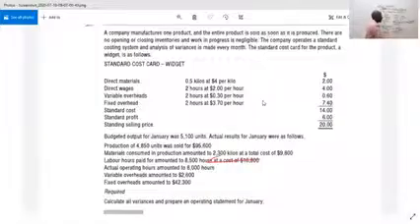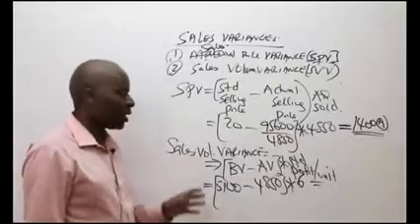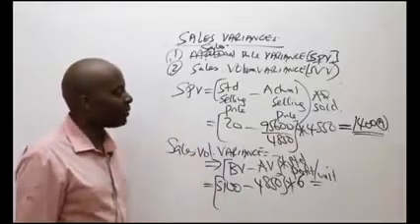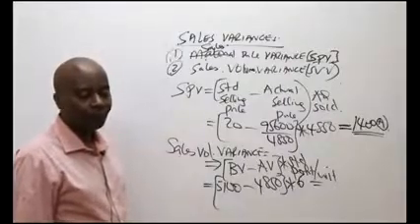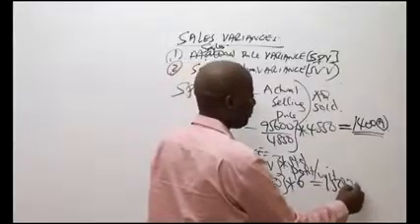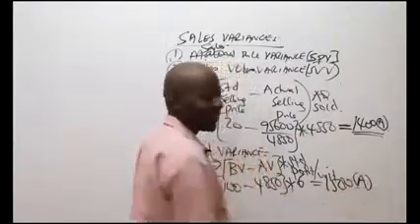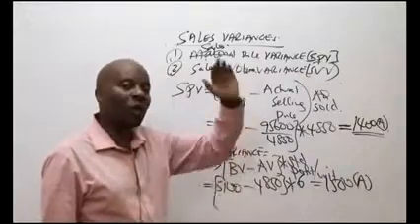So could you kindly give me this answer here? 5,100 minus 4,850 times 6. Give me an answer, somebody. 1,500. Adverse or favorable? Adverse. 1,500 adverse. And now that marks the end of all our variances.